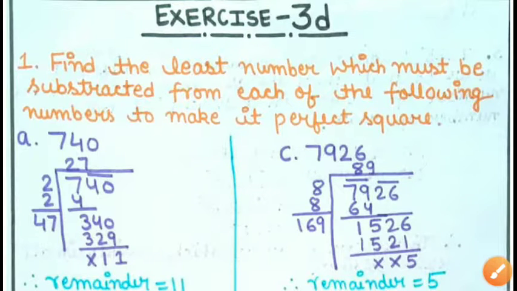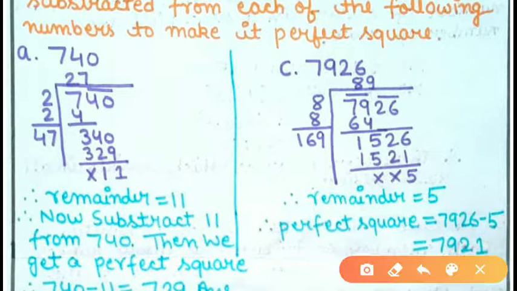Today we are going to start our next exercise 3D, because yesterday we completed our exercise 3C. So let's begin our exercise 3D. The first question is, find the least number which must be subtracted from each of the following numbers to make it a perfect square. Means you want to find the least number that, when you subtract it from the following number, you will get a perfect square. The first one, A, is 740.